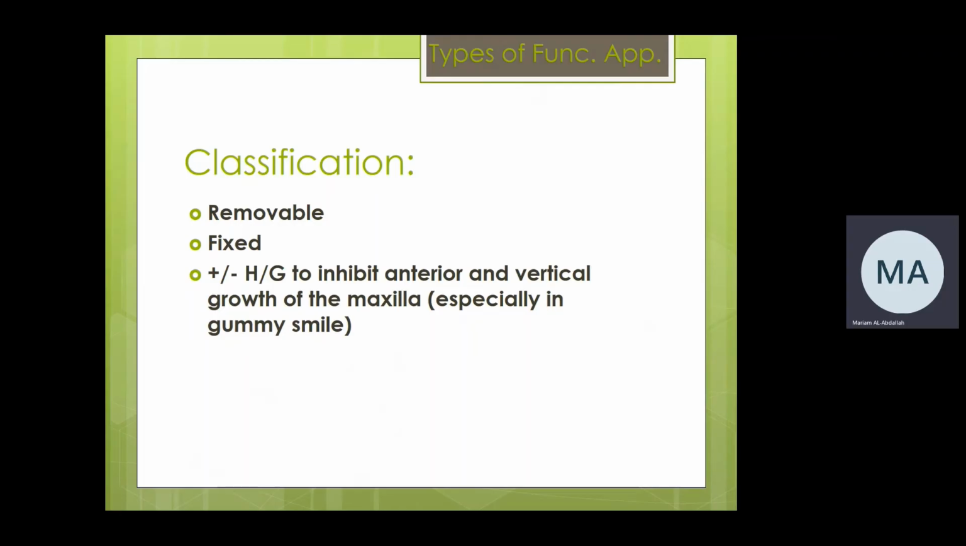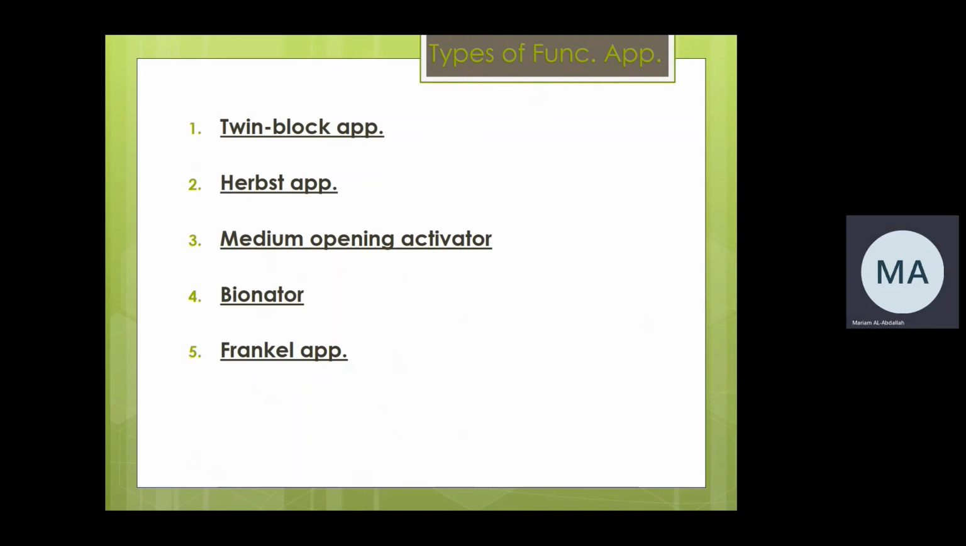So functional appliances could be classified into removable or fixed, and sometimes we can add a headgear to the functional appliance in order to inhibit the forward growth of the maxilla, and sometimes to control the vertical growth of the maxilla as well. So headgear could be added in certain cases to the functional appliances to aid growth modification and vertical control. These are the main 5 types of functional appliances that we will talk about: twin block, Herbst appliance, medium opening activator, bionator, and Frankel appliance.